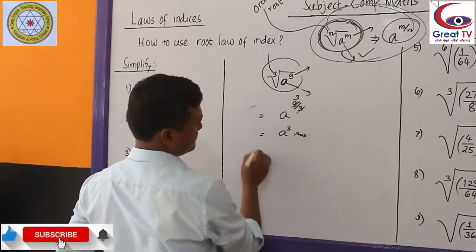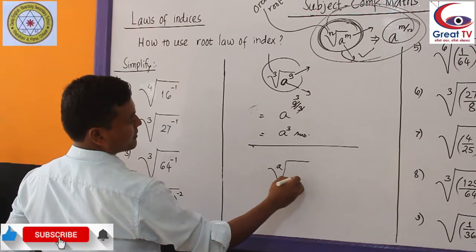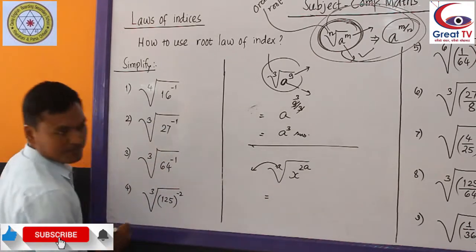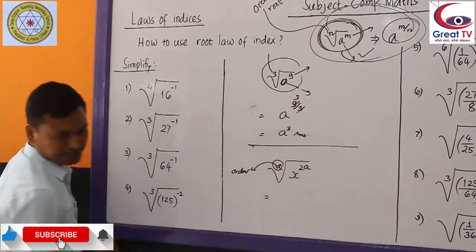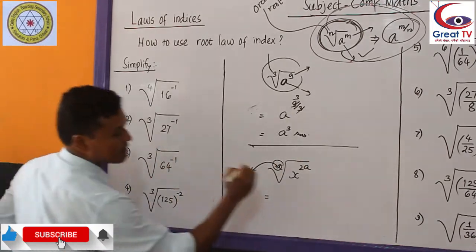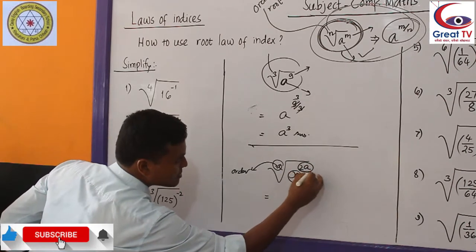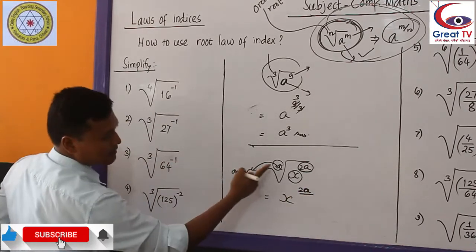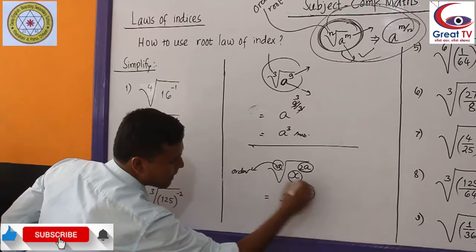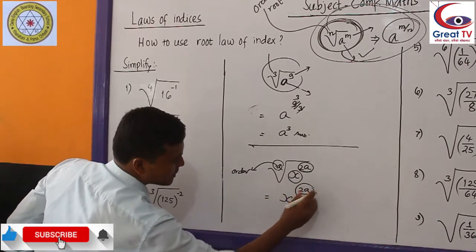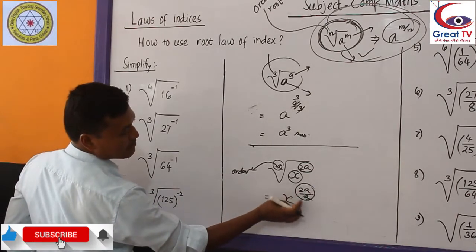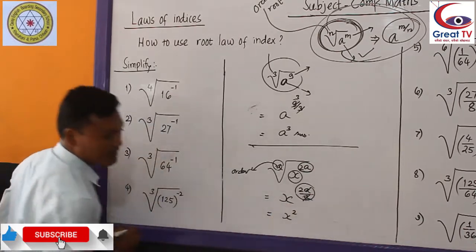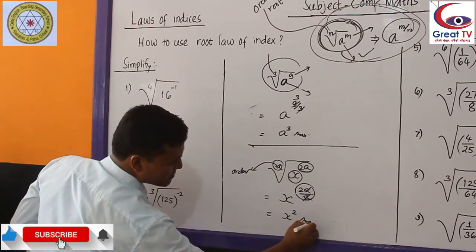Then one more. If we have this, the a-th root of x to the power 2a. Okay, here check the order of root first. This a represents the order. Okay, let us remove the root from here. X is the base here, and the power is 2a. The order becomes the denominator of the power, 2a by a. Then it can be simplified one more step. A up, a down can be cancelled. X to the power 2 remaining, we say x squared. So by this way we use the root law of index.